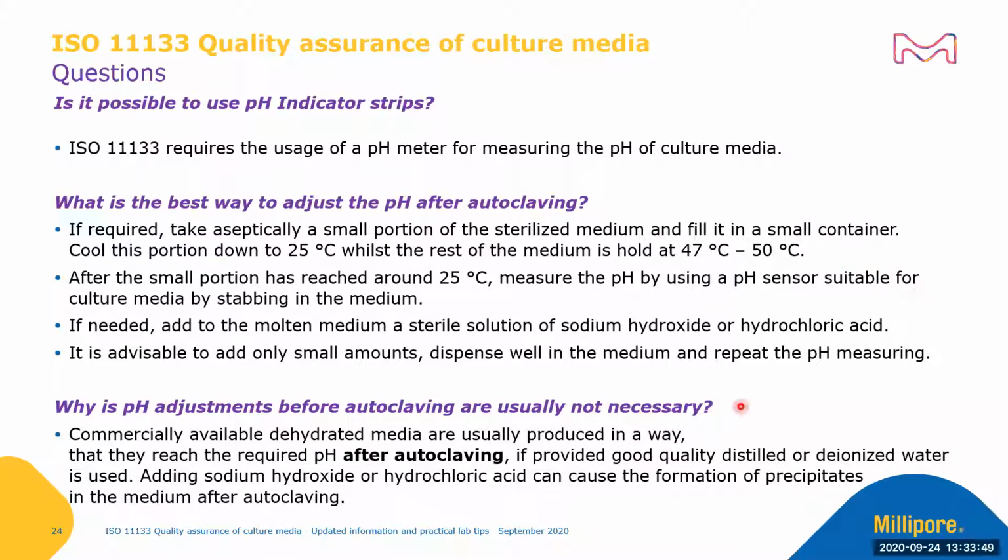Why is pH adjustment before autoclaving usually not necessary? Commercially available dehydrated media are usually produced in a way that they reach the required pH after autoclaving, if good quality distilled or deionized water is used. Adding sodium hydroxide or hydrochloric acid before autoclaving can cause the formation of precipitates in the medium during the autoclaving process.